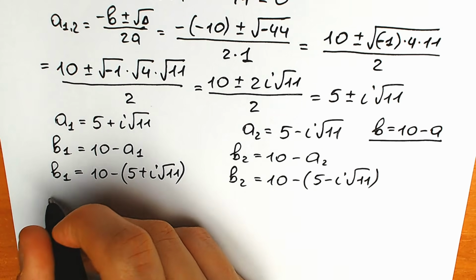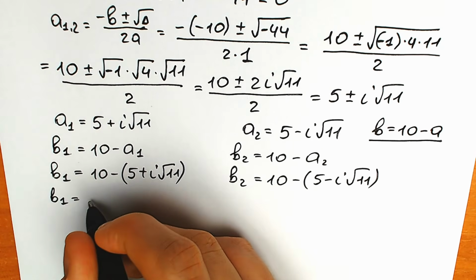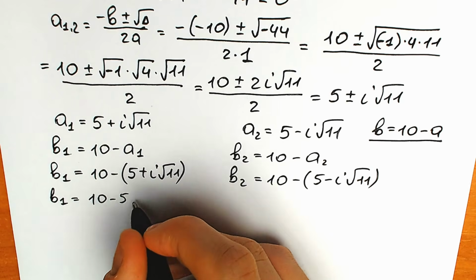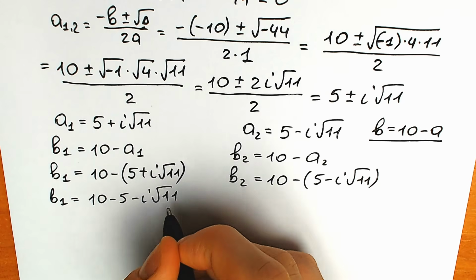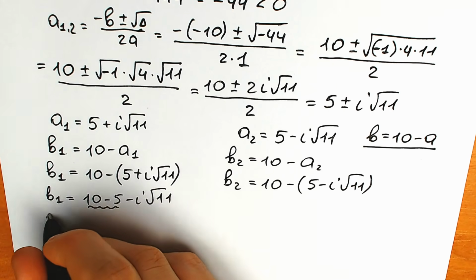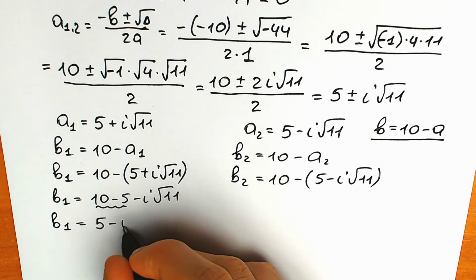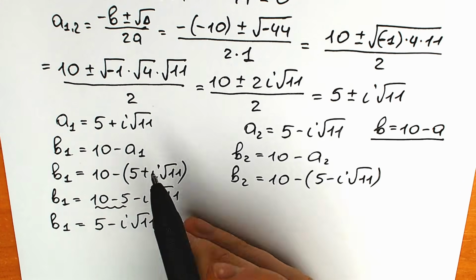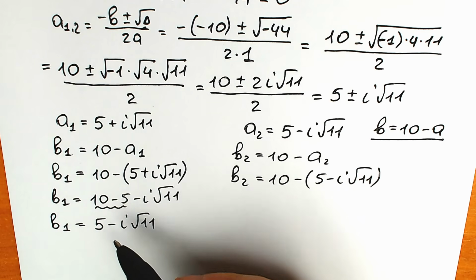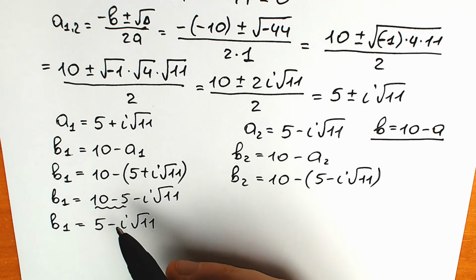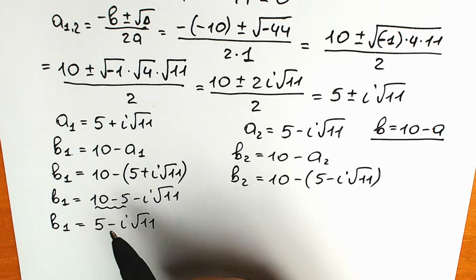What I mean right now, just look closer right here. So b first equals 10 minus 5 minus i square root of 11. So 10 minus 5 equals 5. So b first equals 5 minus i square root of 11. A first, 5 plus i square root of 11. B first, 5 minus i square root of 11. So two symmetrical pairs in terms of signs.